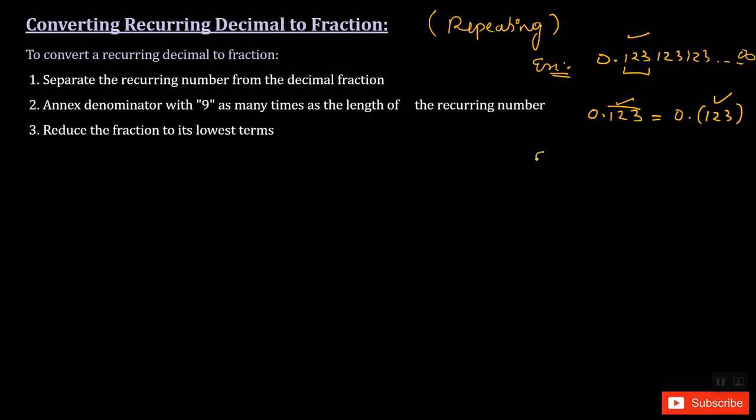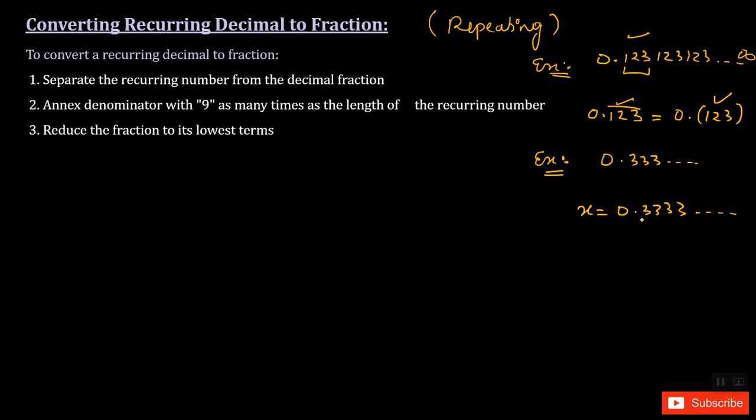Let me take one example here. My question is: convert 0.3333 to a fraction. This is how it works. Whatever number you are supposed to convert, assign it as x, that is 0.3333, which goes till infinity. After the decimal point, check how many digits are repeating. Only one digit, that is 3, is repeating.